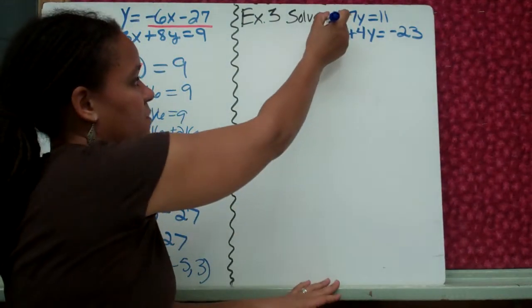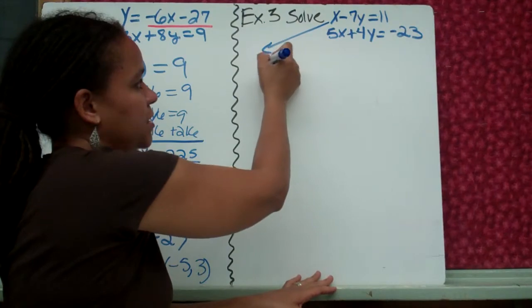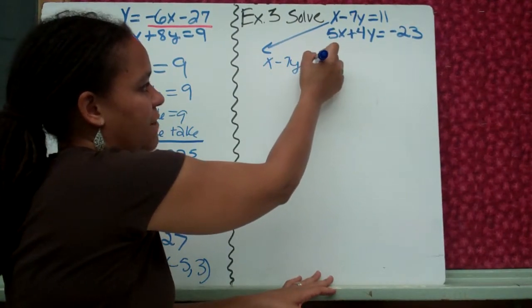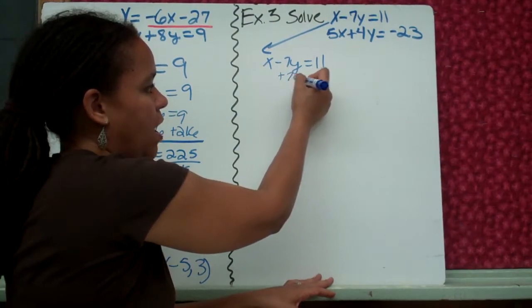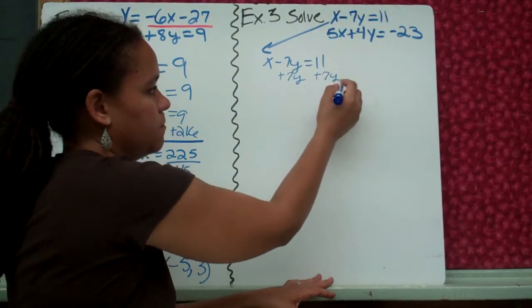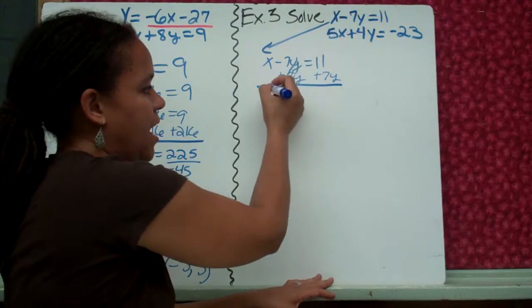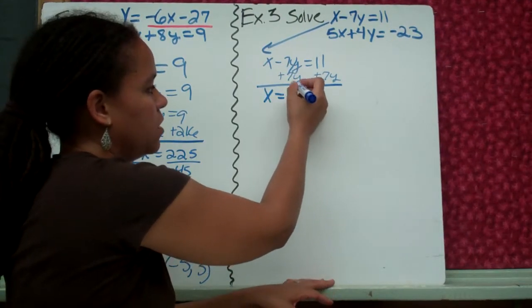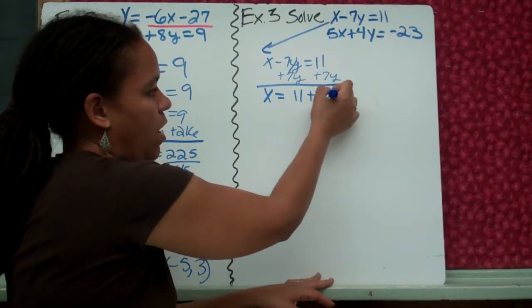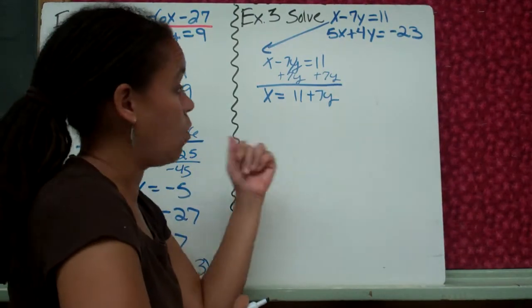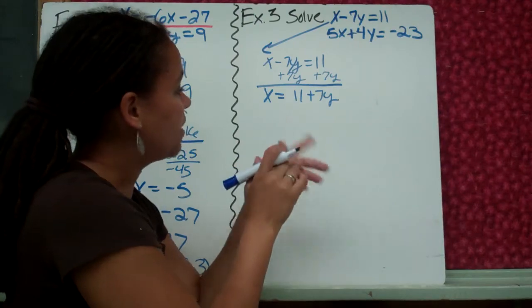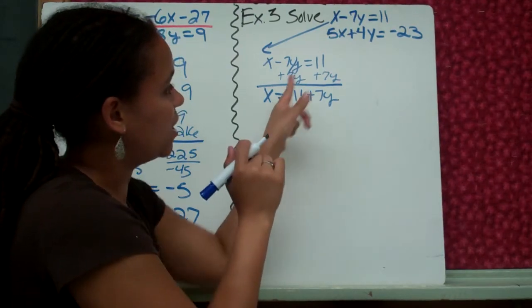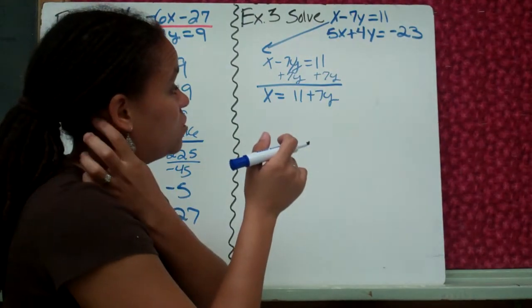So I'm going to take this first equation here, x minus 7y equals 11, and I'm going to solve it for x. So I'm going to add 7y to both sides. X is equal to 11 plus 7y. Or you could have put 7y plus 11. Remember, addition is commutative. It goes either way. But now this is solved for x, so I can use my regular substitution now.